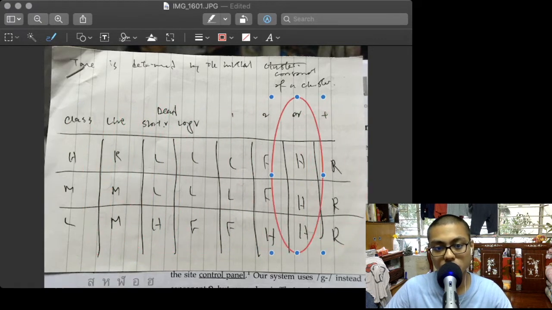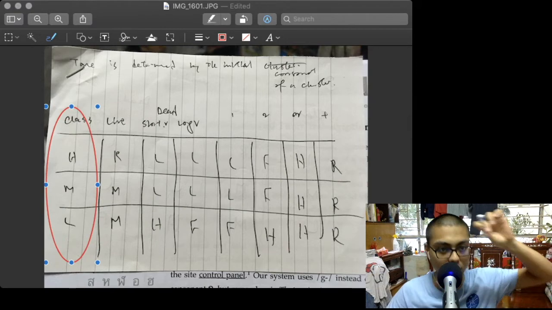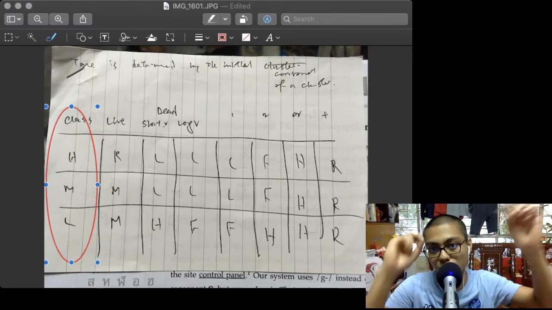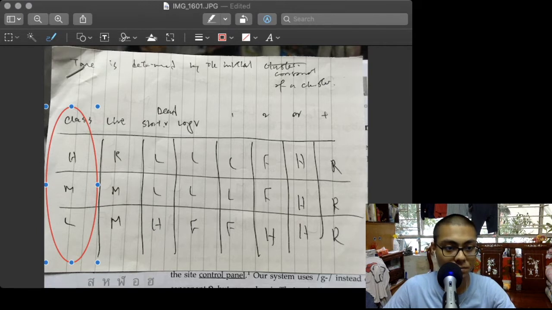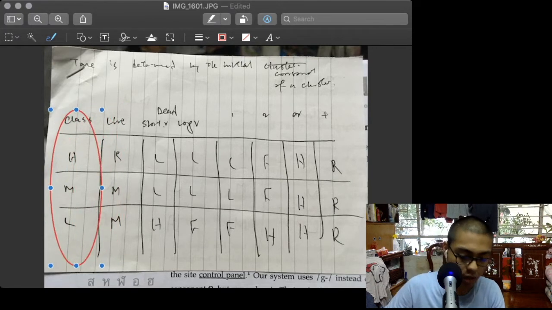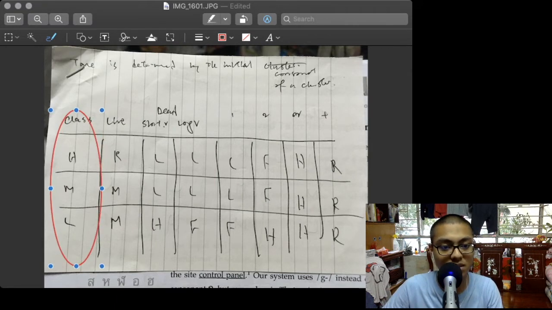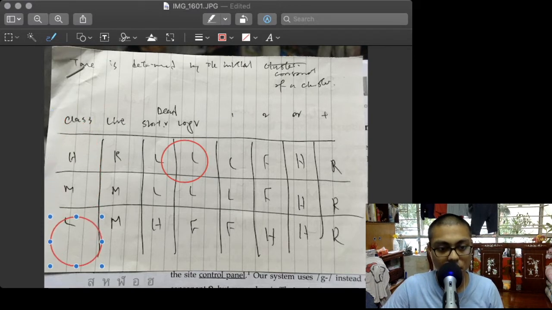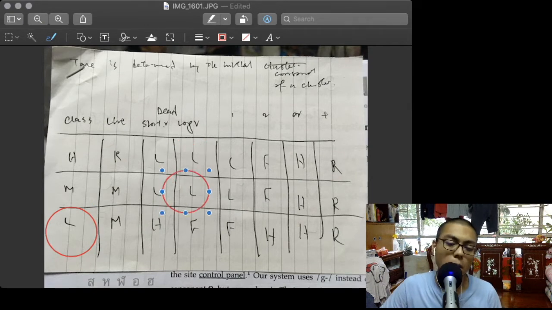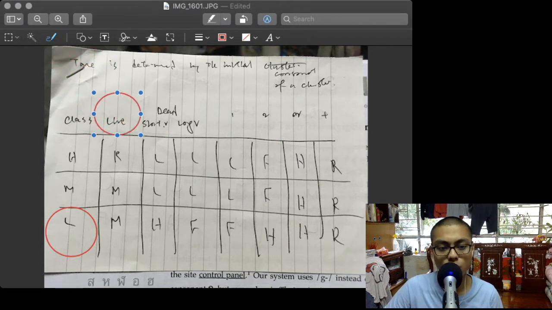The other columns will tell you, let's say we have a particular tone class, in which case it will give you which sound. So for example, let's say we have a low class consonant plus. Actually, before I show you the example, let's go through column by column.